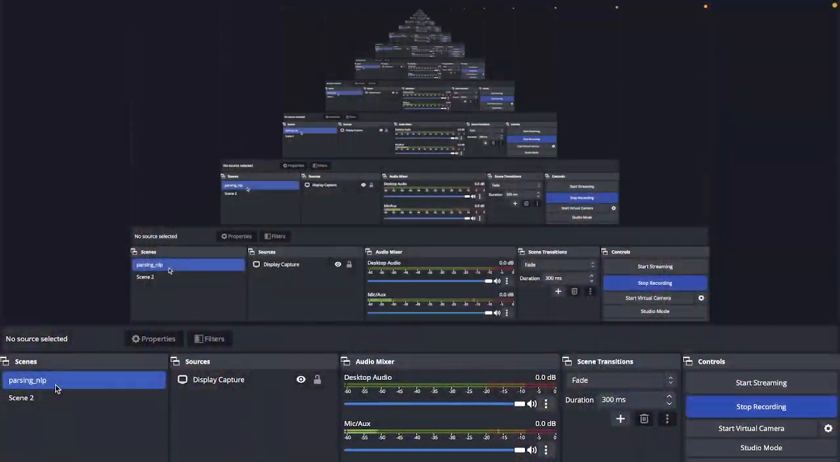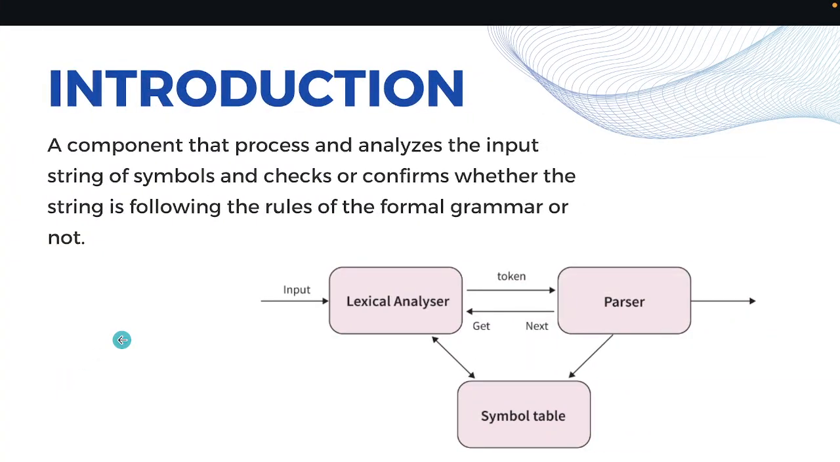Today I am going to talk about Parser. So we shall directly move on to our topic. In the introduction, we'll see what a parser is and what it actually means.